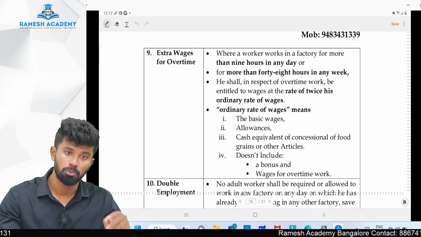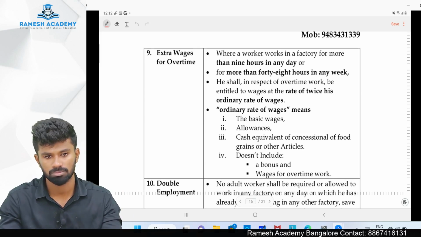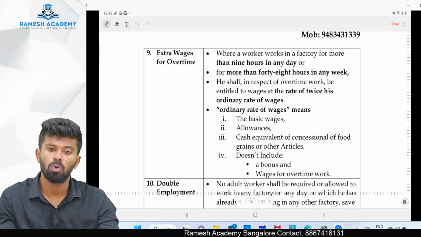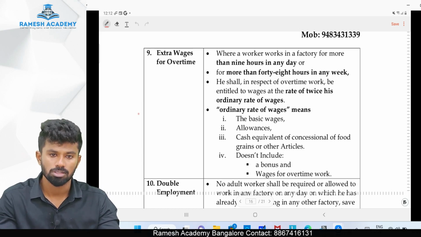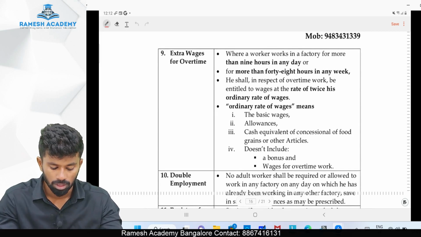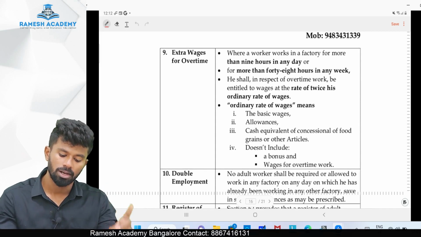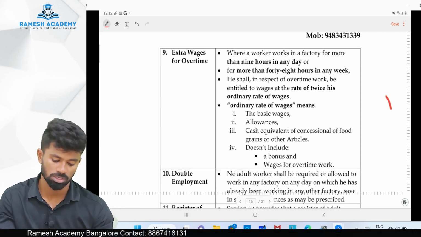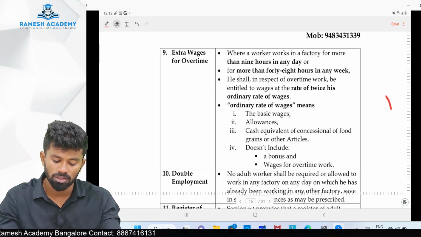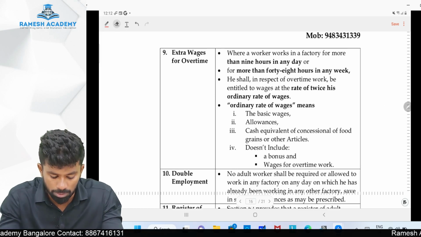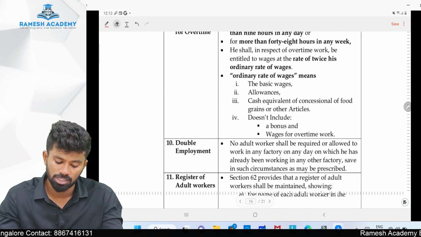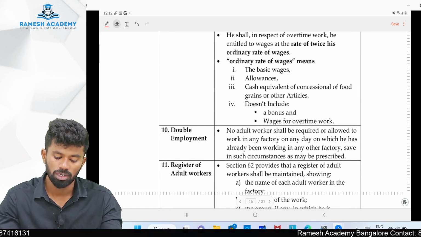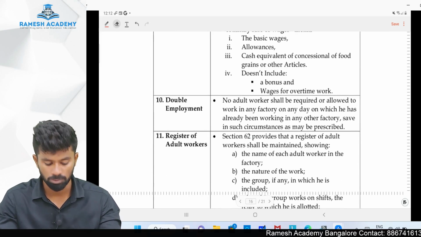Where a worker works in a factory for more than how many hours? Maximum 9 hours, right? And the maximum spread shall not go beyond how many hours? 10.5 hours, including the break. For more than 48 hours in any week, he shall, in respect of overtime work, be entitled to wages at the rate of twice his ordinary rate of wages. He is supposed to get a double payment. Ordinary rate of wages means basic wages, allowances, cash equivalent, but does not include bonus and wages for overtime work.